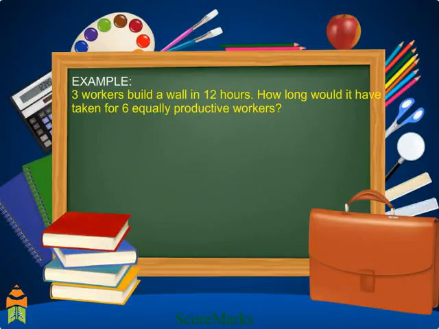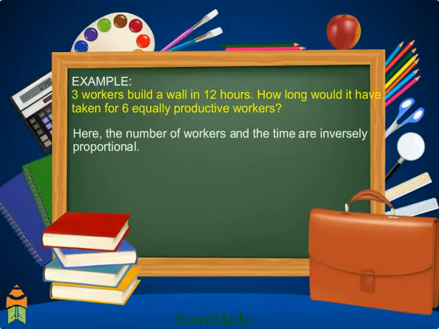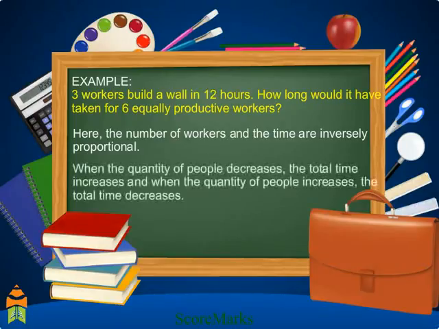3 workers built a wall in 12 hours. How long would it have taken for 6 equally productive workers? In this example, the number of workers and the time are inversely proportional, because when the quantity of people decreases, the total time increases, and when the quantity of people increases, the total time decreases.